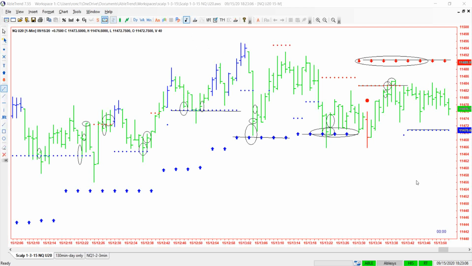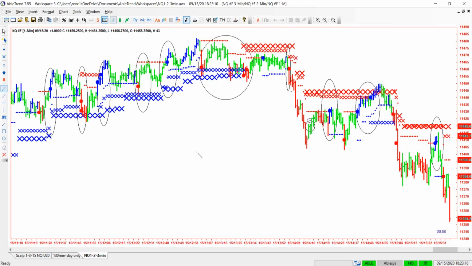On the normal 1-minute, 3-minute chart, we would not take the trade. Going back to this one, we would not. But this is not for scalping. This is for trying to hit home runs and doubles and triples. Nothing wrong with that. In fact, it works great.